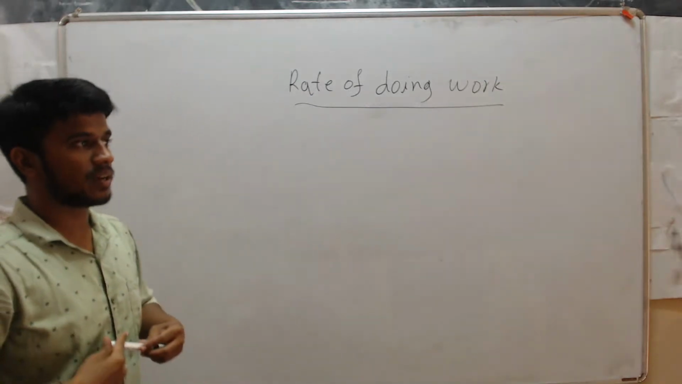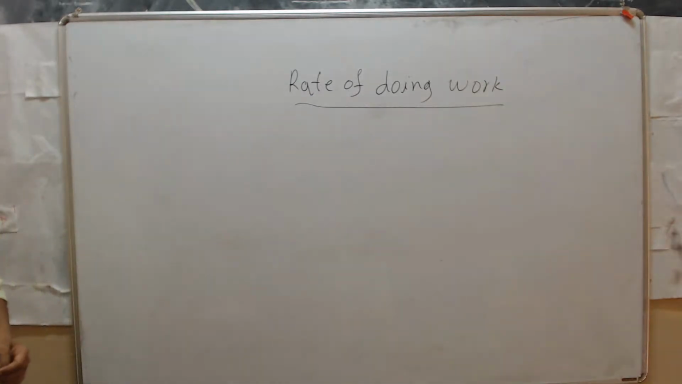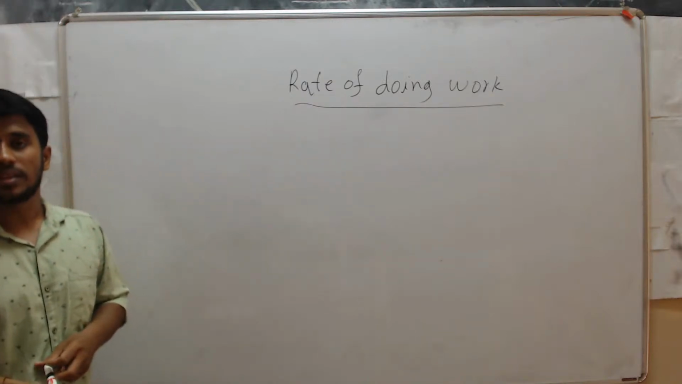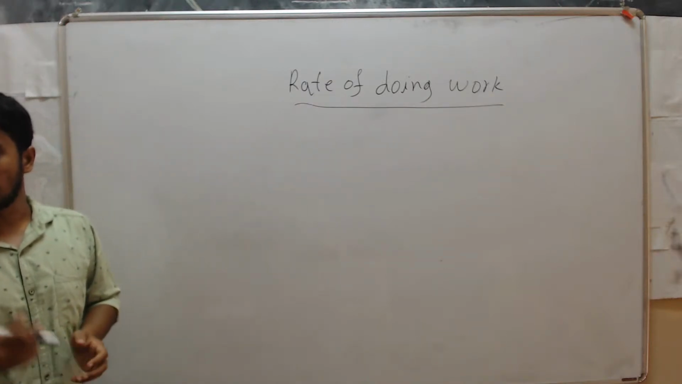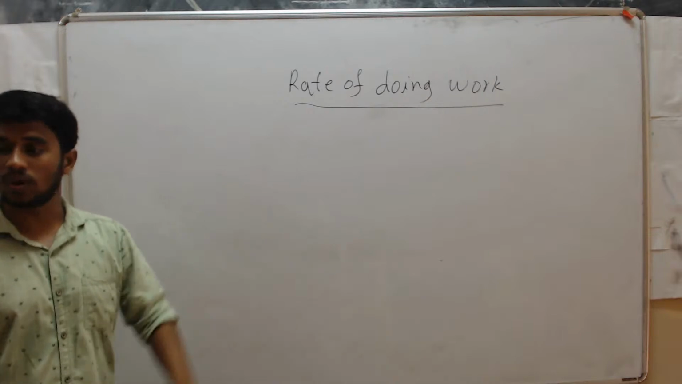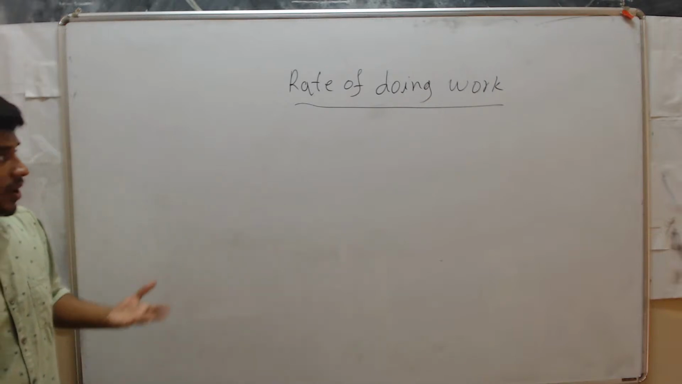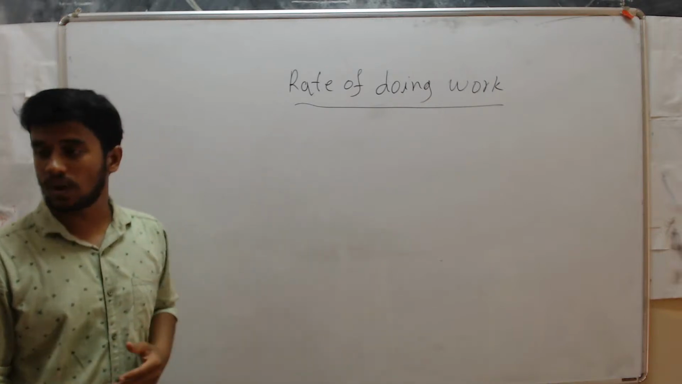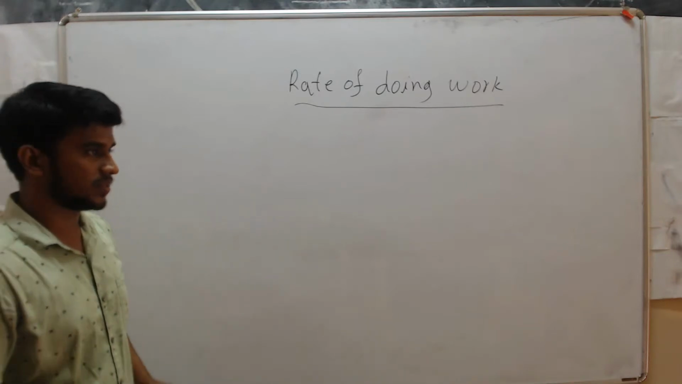You have heard of the rate of change of velocity, right? What is the meaning of rate of change of velocity? The change in velocity in a given time. Similarly, rate of doing work means in a given time how much work you will do. See here, we'll discuss it with an example.